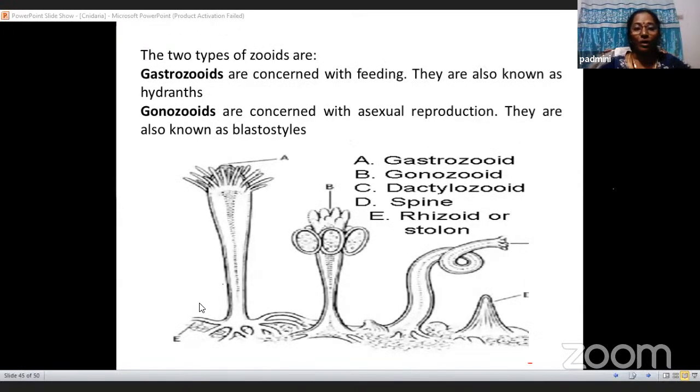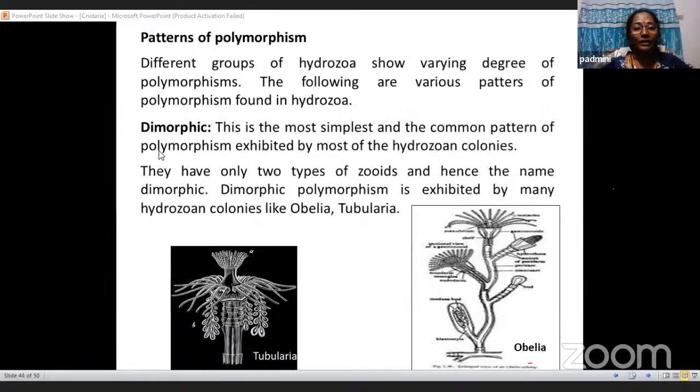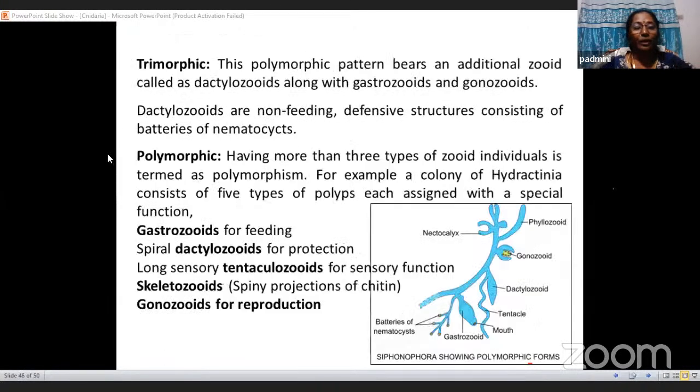So this is what I was talking about, the gastrozoids and the gonozoids that are present over here. That is the two types of zooids in the dimorphic characters. Examples are Obelia and Tubularia. Now coming to trimorphic, tri means three types of zooids are present. I told you all in the earlier class what the zooids are and what they are helpful for. So in trimorphic, tri is three: dactylozoids along with gastrozoids and gonozoids.